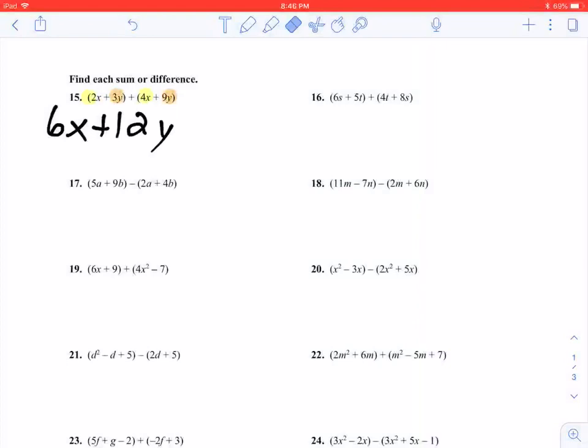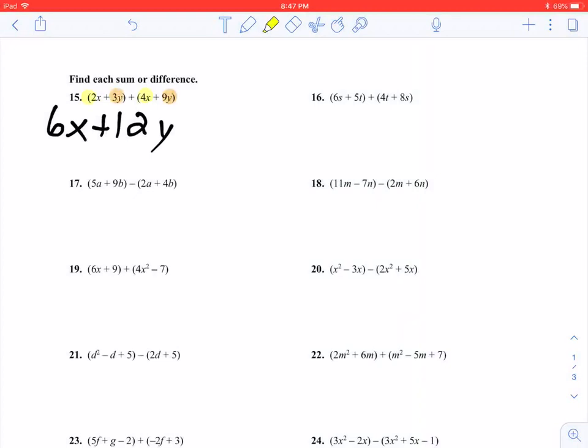As you can see there, I highlighted the 2x and the 4x with the yellow highlighter, and then I highlighted the 3y and the 9y with the orangish colored highlighter because those are the like terms. And the yellow ones got added together, which gave you 6x, and then the orangish ones also got added together, which gave you 12y. So let's move on to number 16.